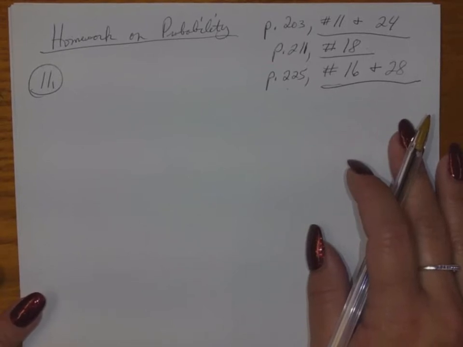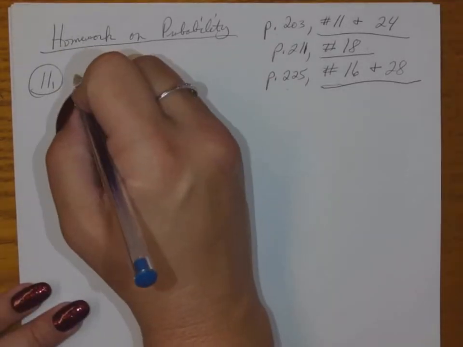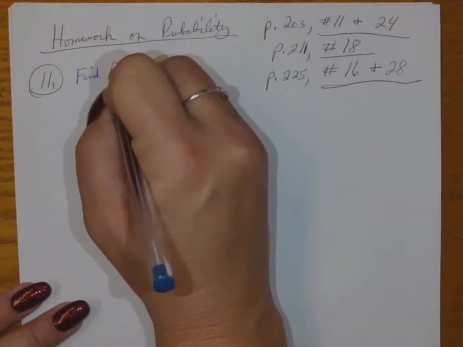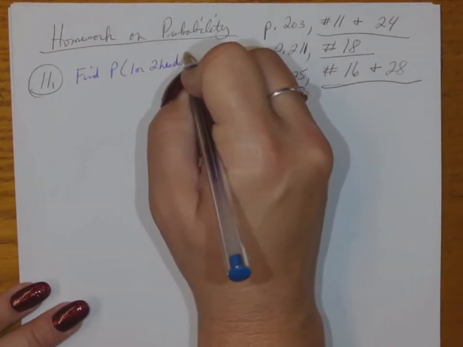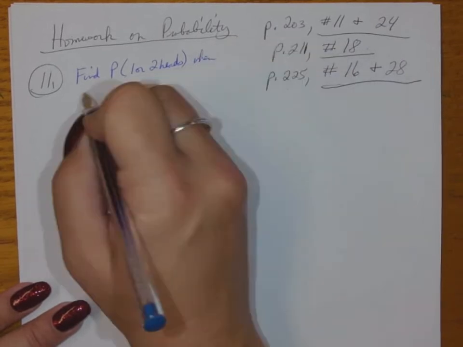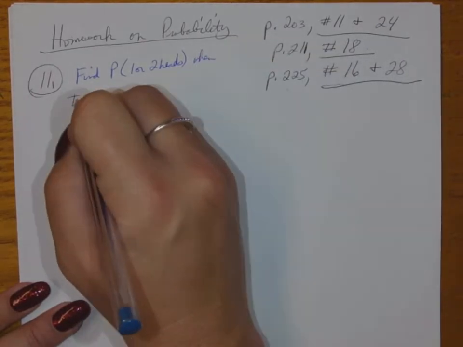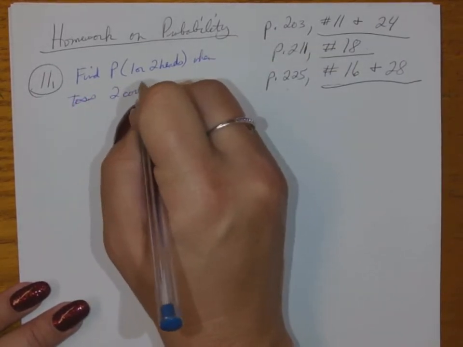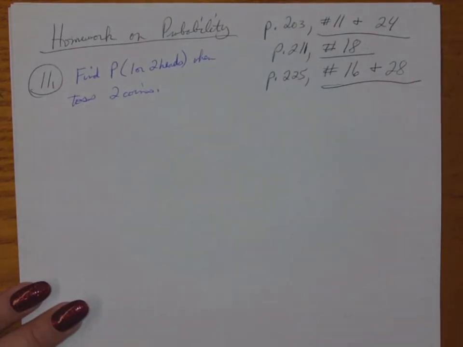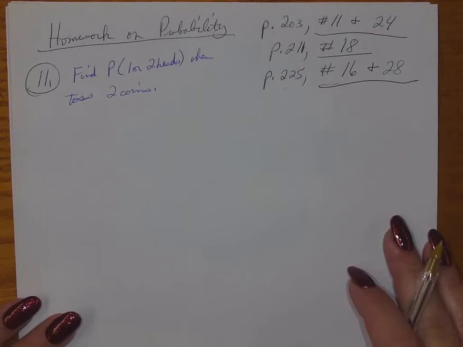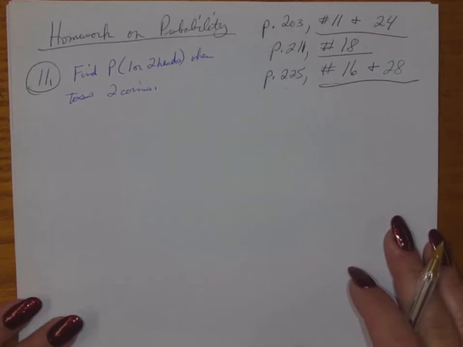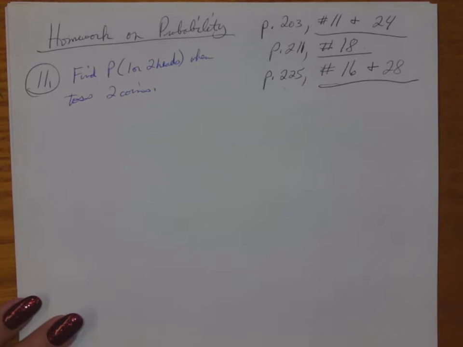So this one is 2 coins. Tossing 2 coins and getting either 1 head or 2 heads. Find the probability of 1 or 2 heads when you toss 2 coins. Okay. Now, there are a ton of ways you could do this problem, but I think that probably the easiest way to do it is to go ahead and just list out your outcomes.